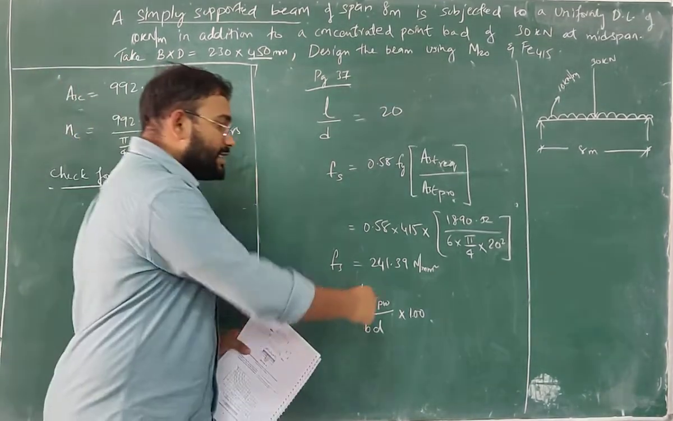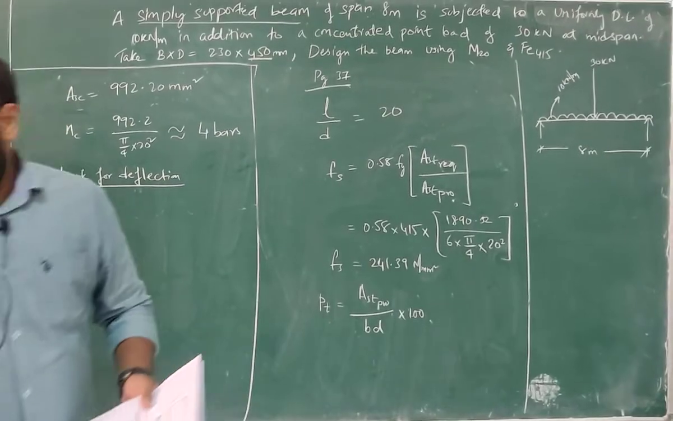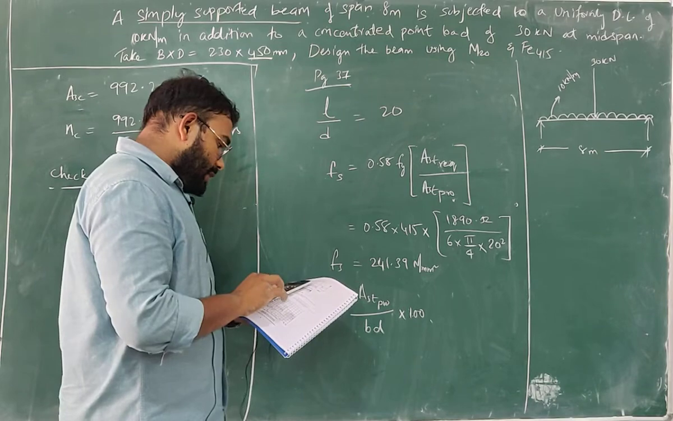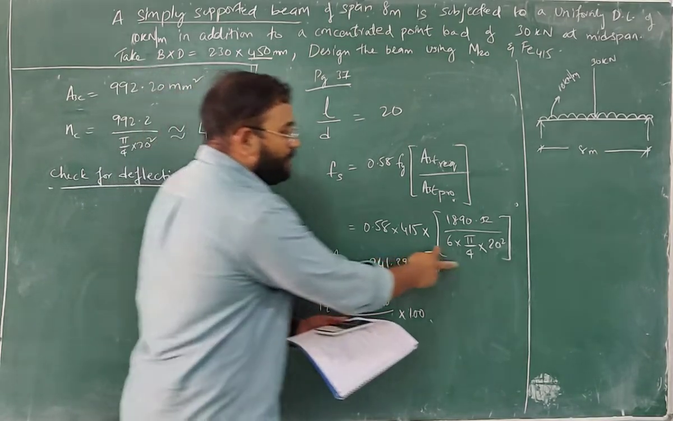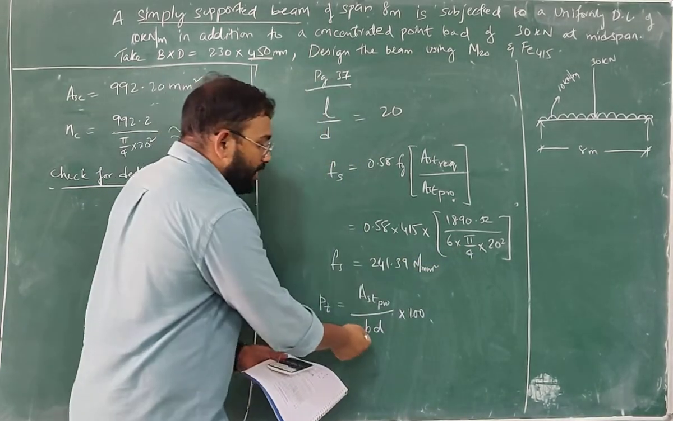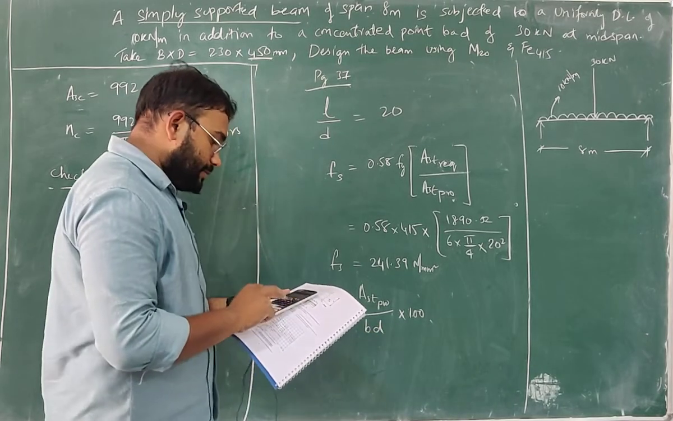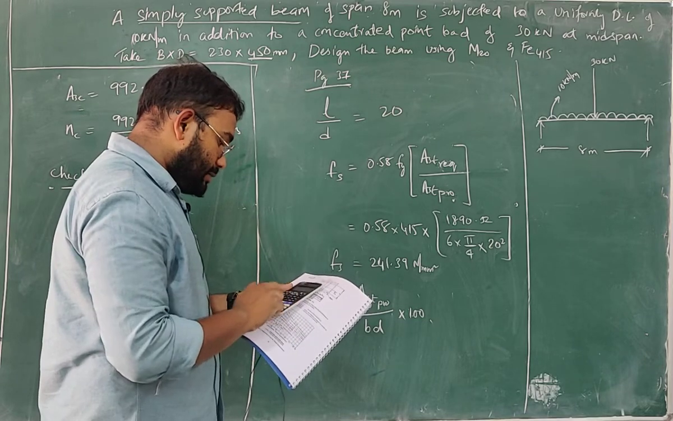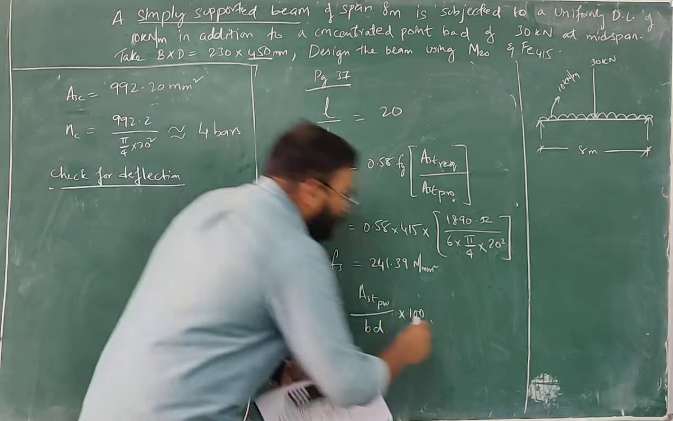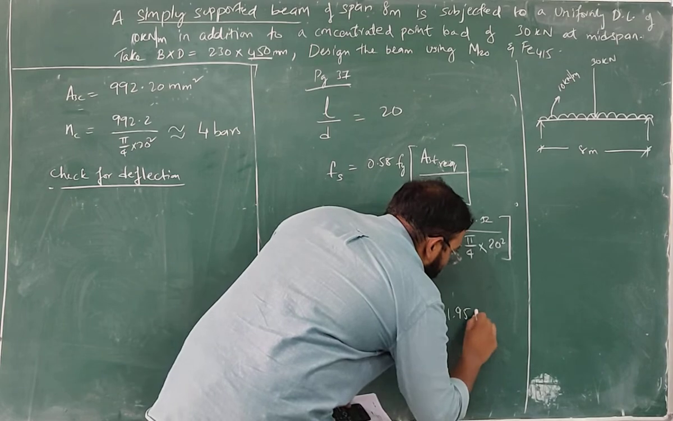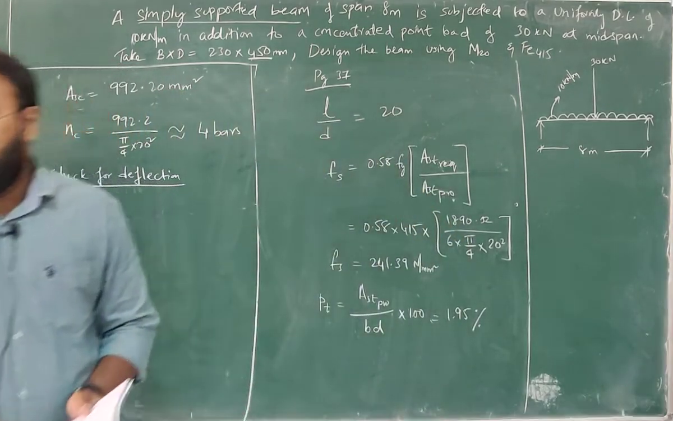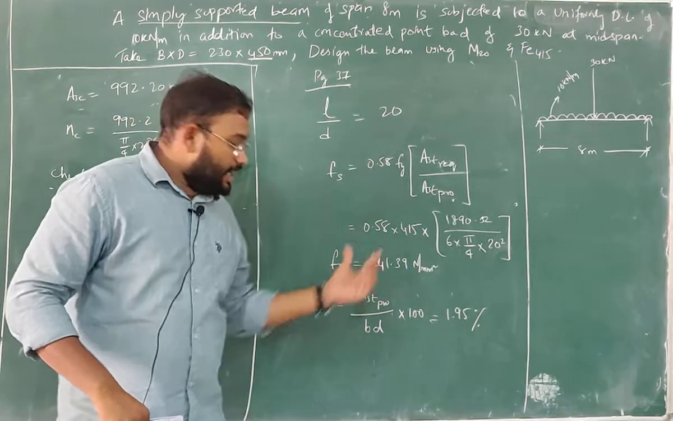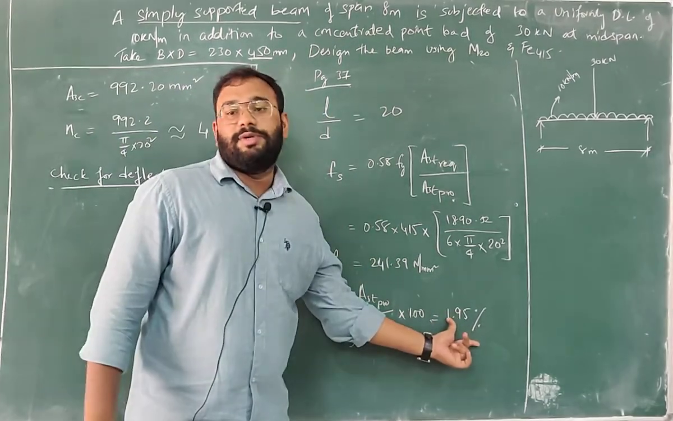Okay, tell me what is the answer for this one? 6 into 314, 6 into pi by 4 into 20 square divided by 230 into 420. How much is the answer? So it is 1.95% reinforcement. Able to understand? Out of the total cross section of the beam, AST provided is 1.95%.